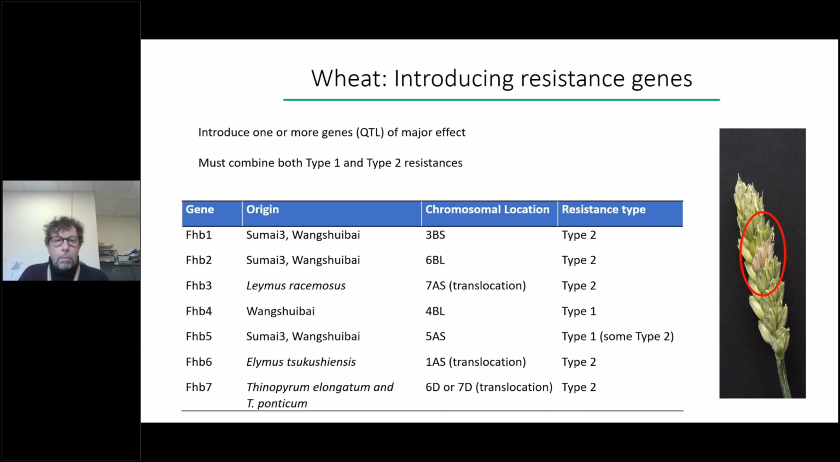And this resistance, particularly the type 2, has been identified in a number of varieties, and here it does have a major impact on the susceptibility. And so a variety originating from China, Sumai 3, has a very potent resistance on the short arm of chromosome 3B, which is termed FHB1. And this has been studied for well over 20 years. And only now are we beginning to understand what that gene may be and what it might do.